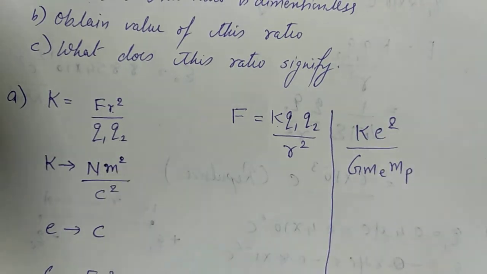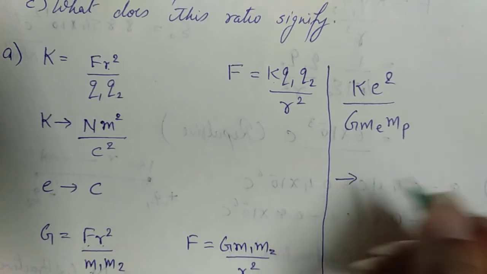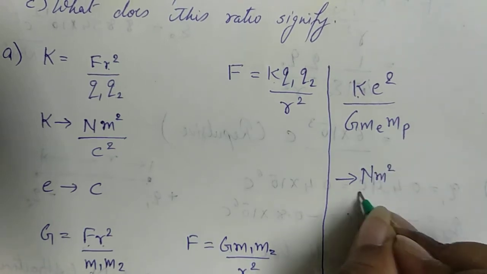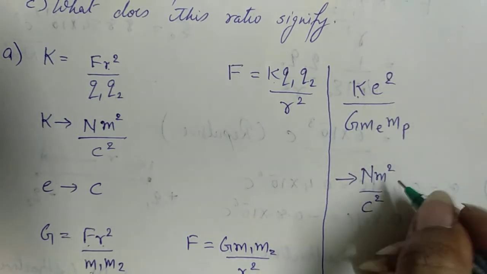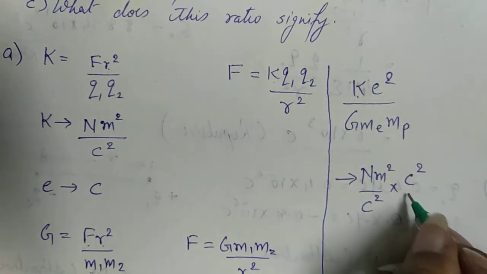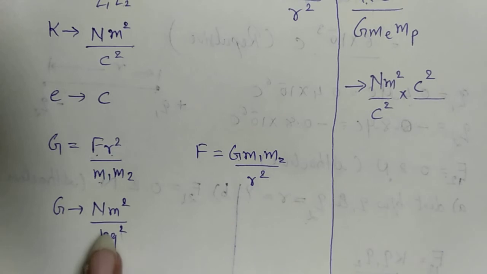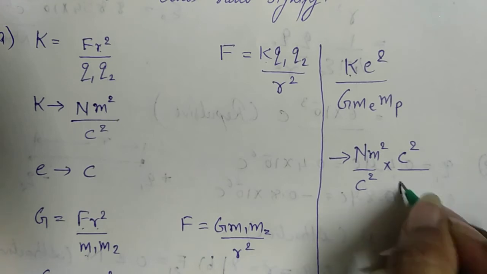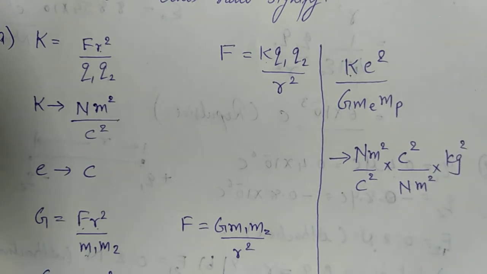Now I'll substitute all these units in this ratio. Instead of k I'll be writing this unit. Instead of e square, the unit of e was Coulomb, here it is e square, so I'll be writing Coulomb square. So now the unit of the numerator is over. Now the unit of capital G. So from here we can see the unit of capital G is Newton meter square upon kg square. So I'll substitute the unit of G over here, Newton meter square upon kg square will go in the numerator.